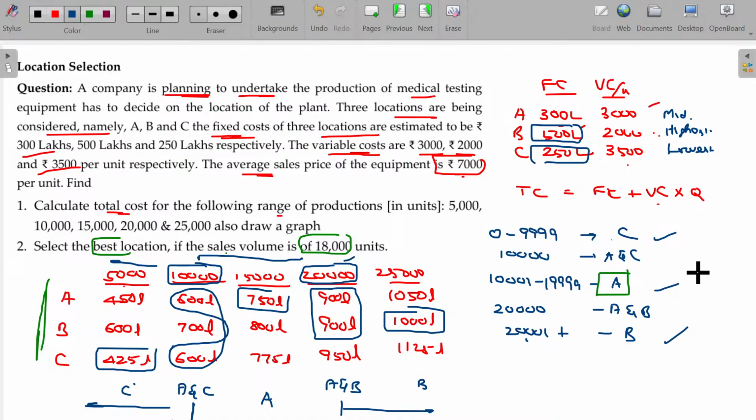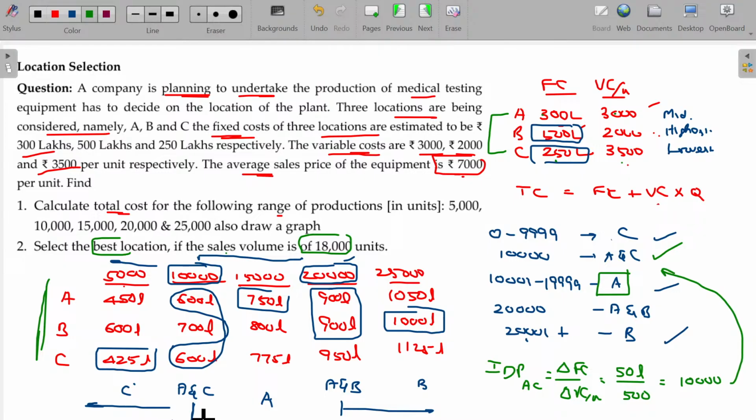Apart from that, we have to apply the formula also. What is the formula? We learned that also in the marginal costing. The formula is nothing but indifference point between, we try to find out the A and C: difference in fixed cost divided by difference in variable cost per unit. Difference in fixed cost between A and C. Come on. 300 lakhs and 250 lakhs, 50 lakhs in numerator. Difference in variable cost being 3000 and 3500, 500 being the variable cost. Come on, get the value. You get the 10,000 units here. Clear?